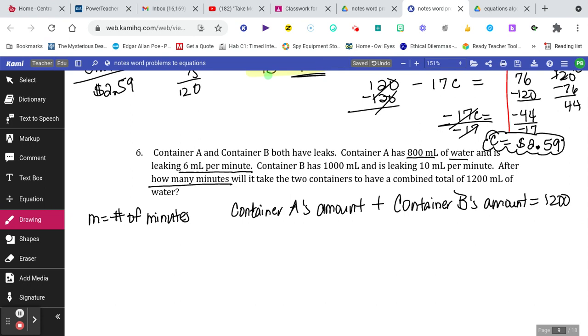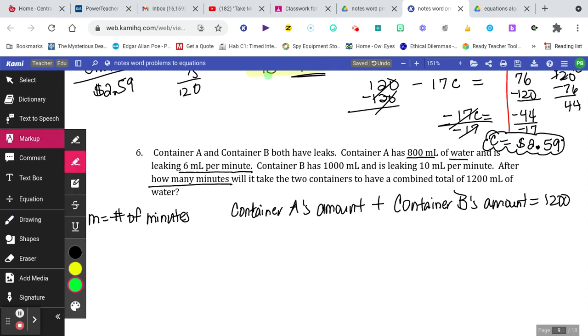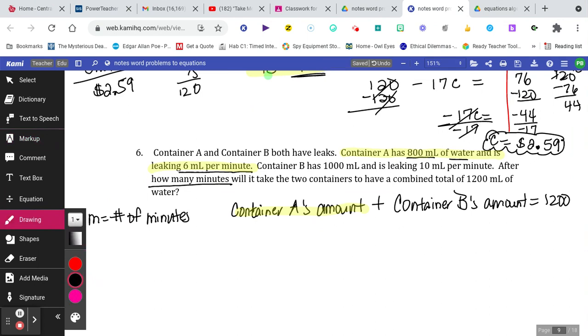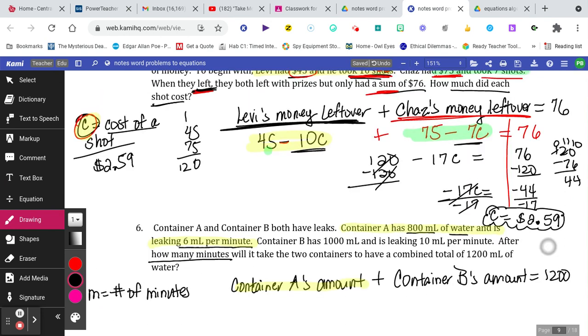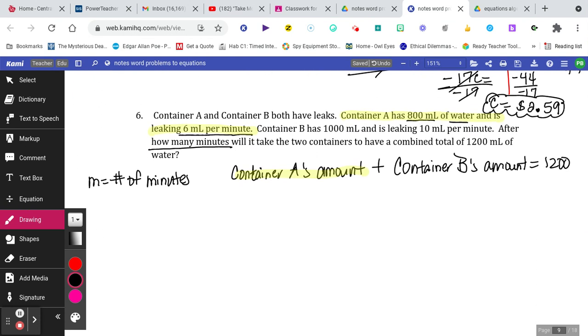And we'll focus on each container so I can write two variable expressions. So let's focus on container A. Container A has 800 milliliters and is leaking 6 milliliters per minute. So just like the basketball booth problem with Chaz and Levi, money wasn't going into the hands, it was coming out. So therefore we use subtraction. And in this water problem with the two containers, water isn't going into the containers, water is coming out. So I know I'm going to have to subtract.